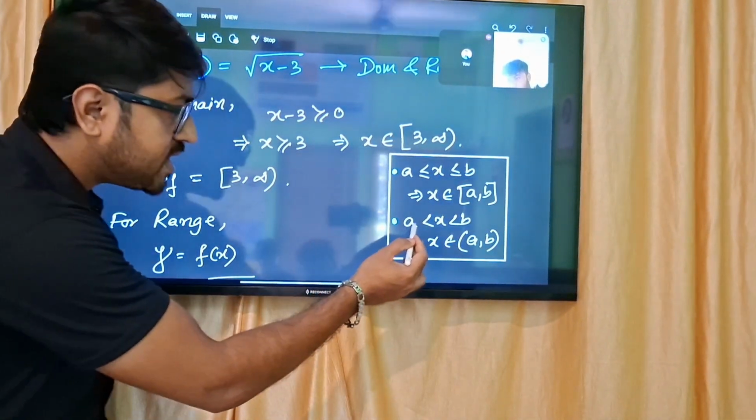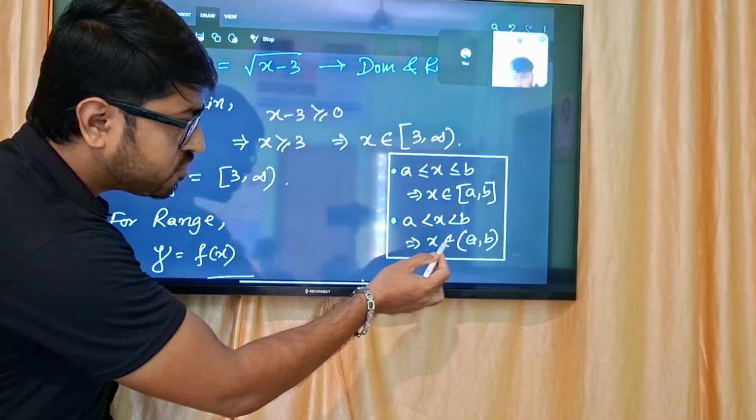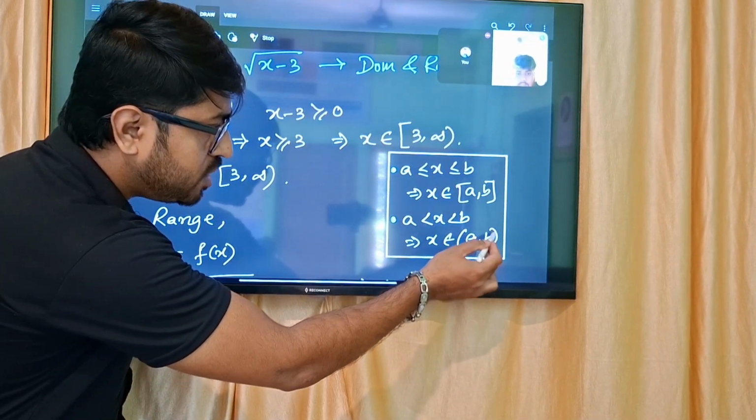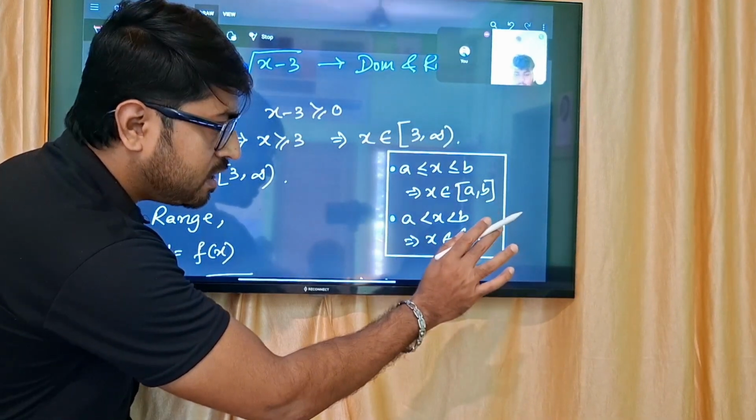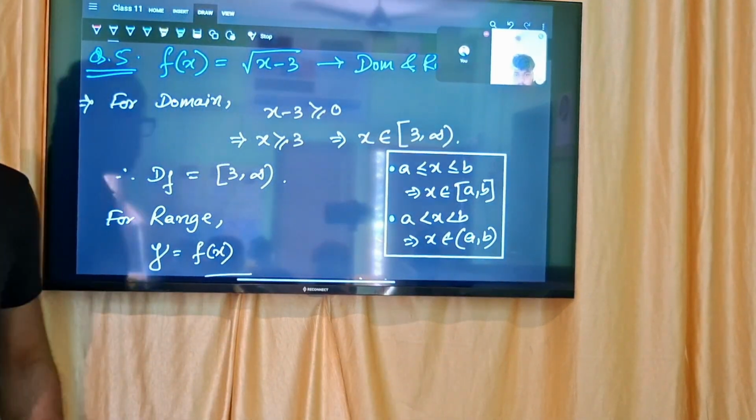আর এখানে দেখ a less than x less than b means what? x belongs to open bracket a comma b also open bracket. That means open bracket means a and b will not be taken but from a to b will be taken.